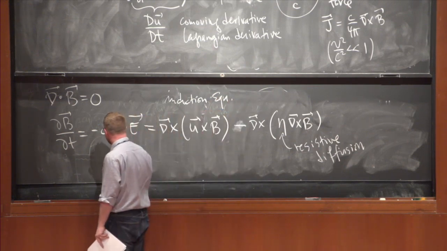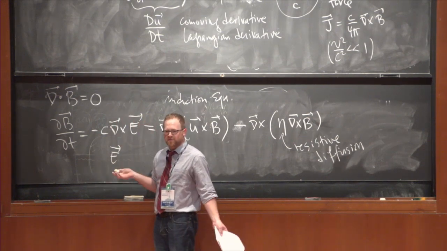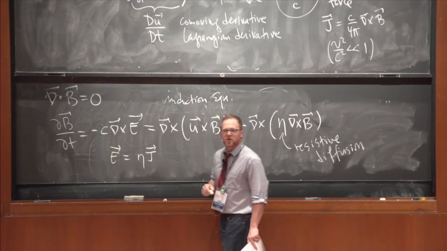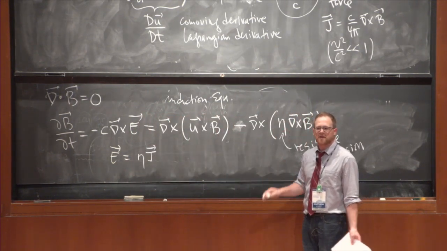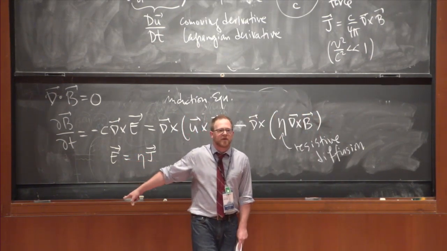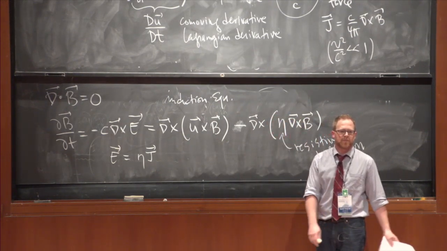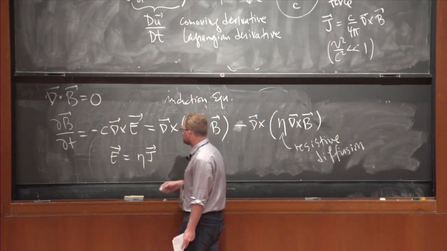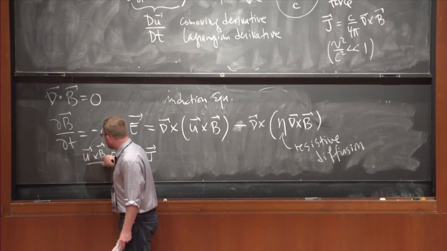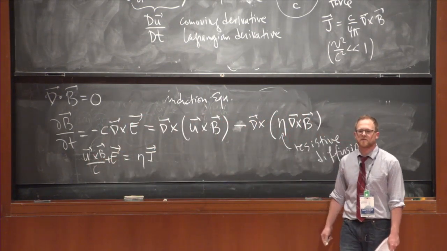is by saying that in MHD, I have a near perfect conductor. So the electric field just satisfies some sort of Ohm's law, right? E is eta J. And then you have to be really careful about what you mean by your electric field. Is this the electric field in the lab frame? Is it in the fluid frame? What do you mean by the fluid frame? So this is the electric field in the fluid frame. And the way to convert between the lab frame and the fluid frame is just to add on a U cross B over C term.